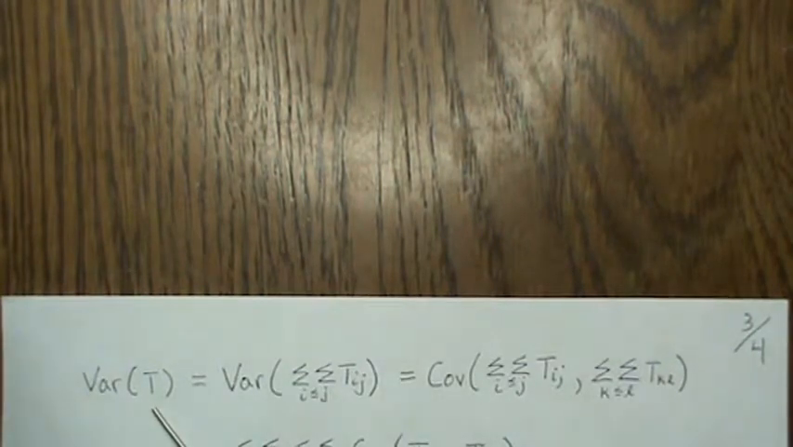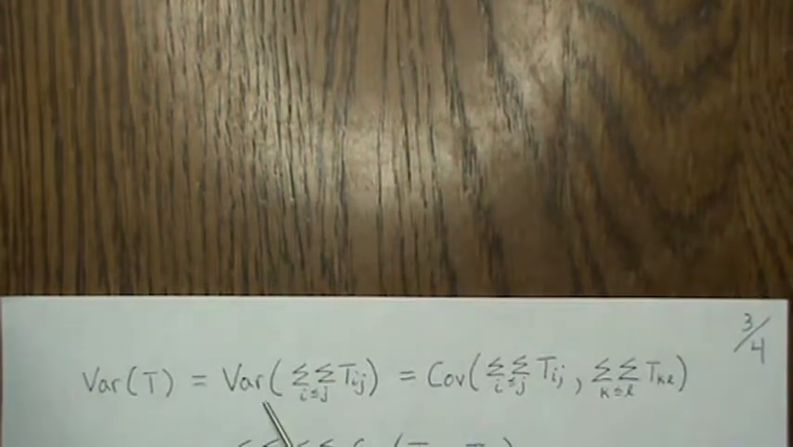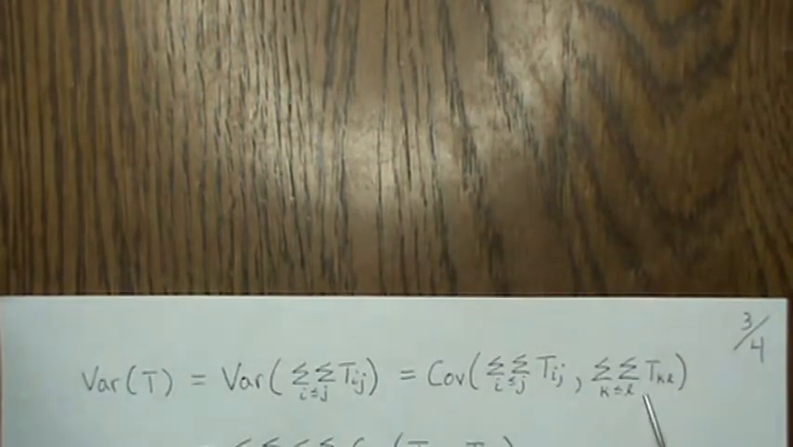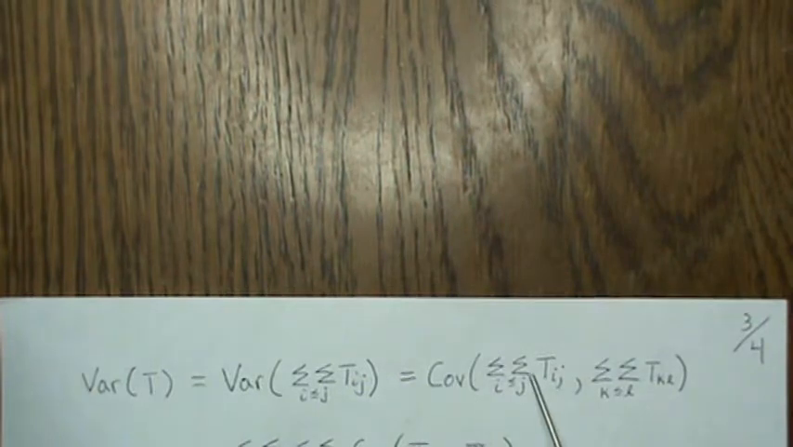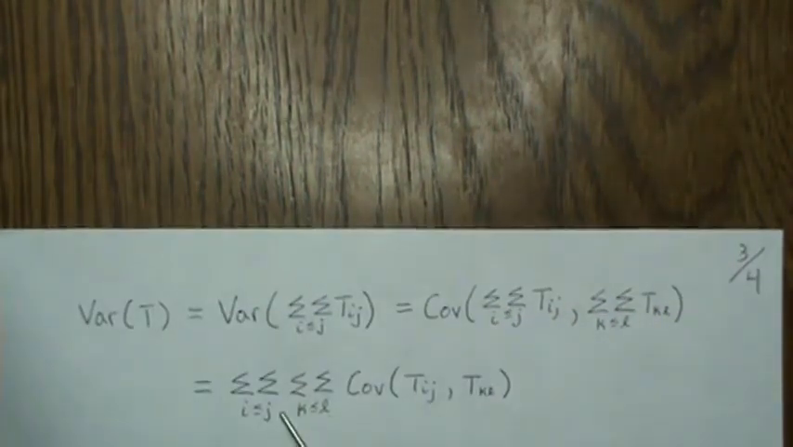So we're going to look at the variance of T, which is this. T is defined to be the sum of these Tij's, which is the number of positive Walsh averages. Well, variance is actually just covariance. So this is a sequence of numbers covariated with the same sequence. But covariance is a linear operator, so these sums can come out and we get this.